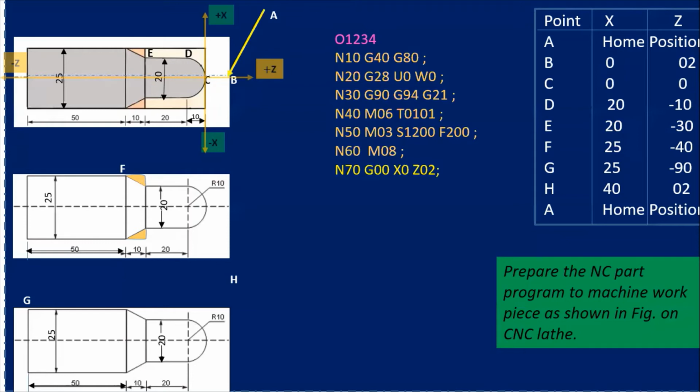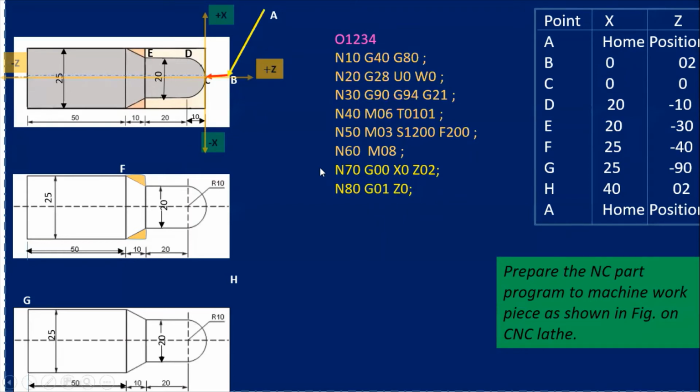Then next is B to C. The tool will move from B to C. So in that case, G01. G01 means linear interpolation. And how much is the coordinate you can see at C? X0, Z0. I have written only Z0 because in the previous block there is already an X0, so no need to write it again and again.